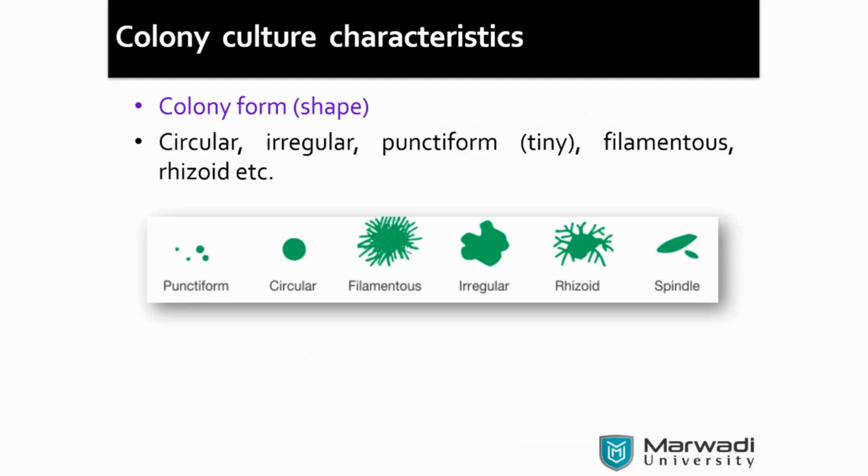Colony shape can be circular, irregular, punctiform, that is tiny, filamentous, rhizoid, etc. Here we can see very easily. Some are very circular. It is like when you are having your break in school time, in a garden, 3 to 4 students get together. Some are 8. Someone comes again, saying please give us some little space. So they remain in a group. So it becomes what? Irregular. They want to remain circular. Sometimes space is not there, they become spindle.